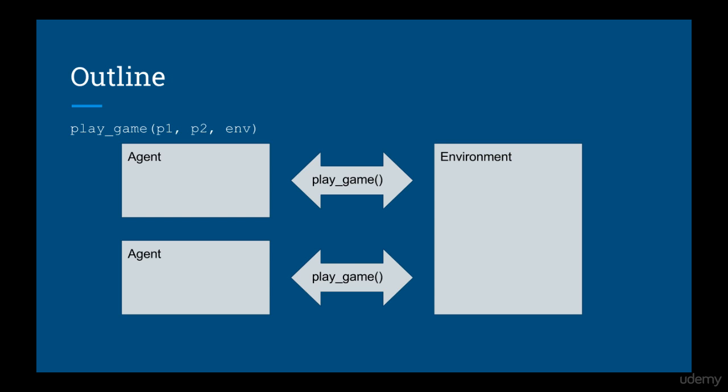At a high level, we'll have two main objects, the agent and the environment. During any game, there will be two instances of the agent object, and they'll both interact with the same single instance of the environment. In order to make these things interact, we can create a function called playGame, which accepts the agent for player 1, the agent for player 2, and the environment object.